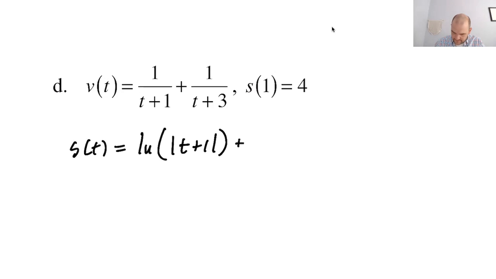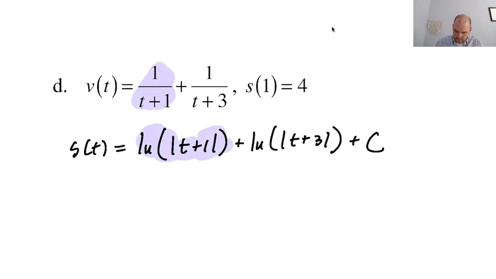And then here, I think I'm actually just going to get natural log of t plus 3. If I took the derivative of natural log of t plus 3, I'd get 1 over t plus 3 times the derivative of t plus 3, which is 1. So I think that's right. And then we have to put in a plus C. So where did each of these things come from? This comes from this one, and then the next one, this comes from this.